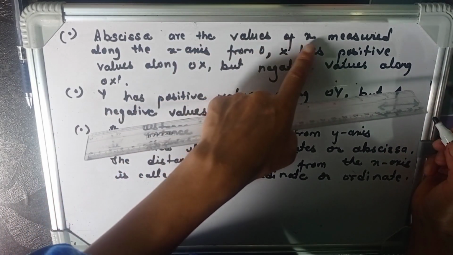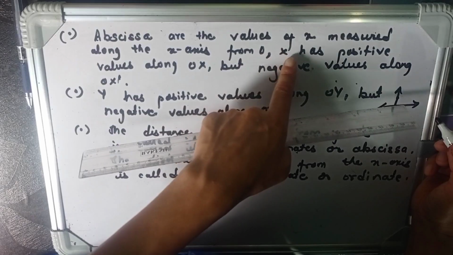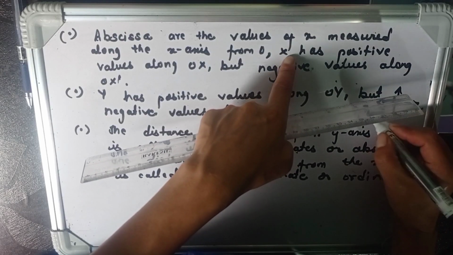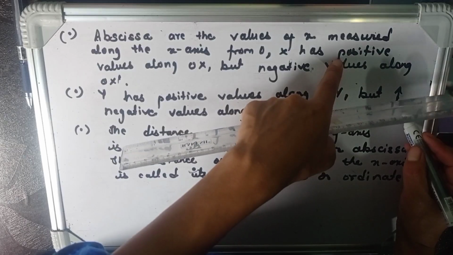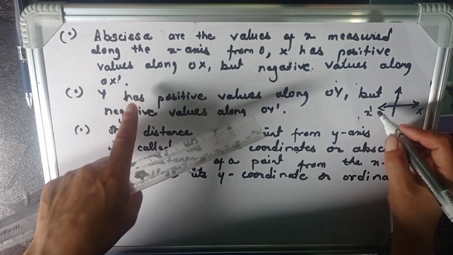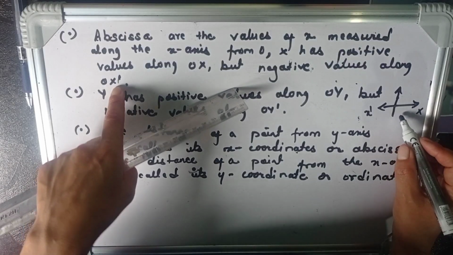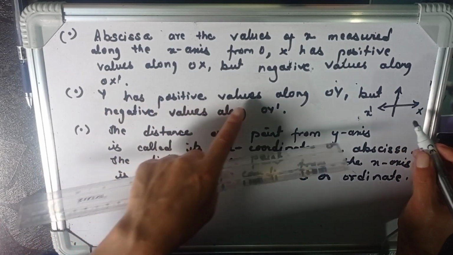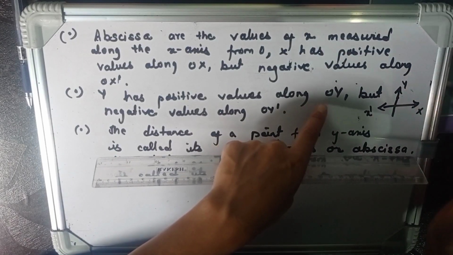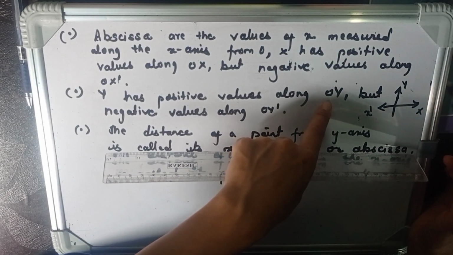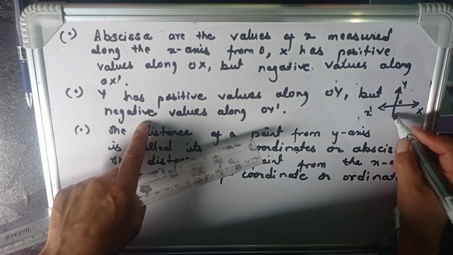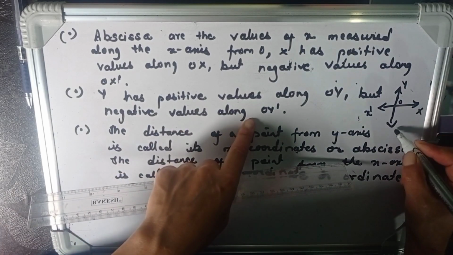Abscissae are values of x measured along the x-axis from O. X has positive values along OX, that means if we go this side, it will be positive, but negative values along OX dash. And Y has positive values along OY, but negative values along OY dash.